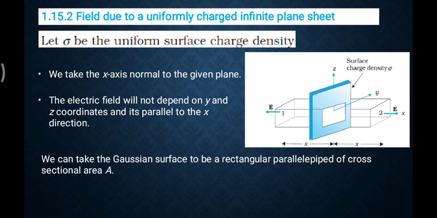We can take the Gaussian surface as a rectangular parallelepiped, which is what you are seeing instead of this blue sheet. This is your Gaussian surface, through which you have to calculate how much electric field passes and how much flux will pass.